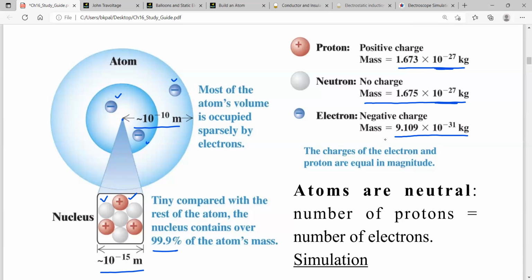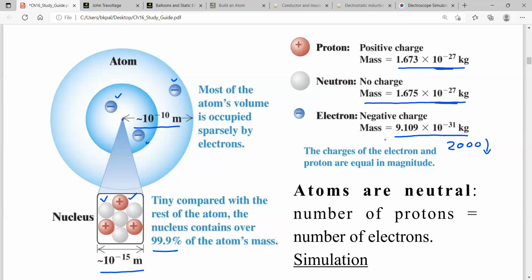So you see that this is 2000 times less than the proton and neutron mass. So the electron is less massive than the proton and neutron, and that's why most of the mass of an atom is at the nucleus.